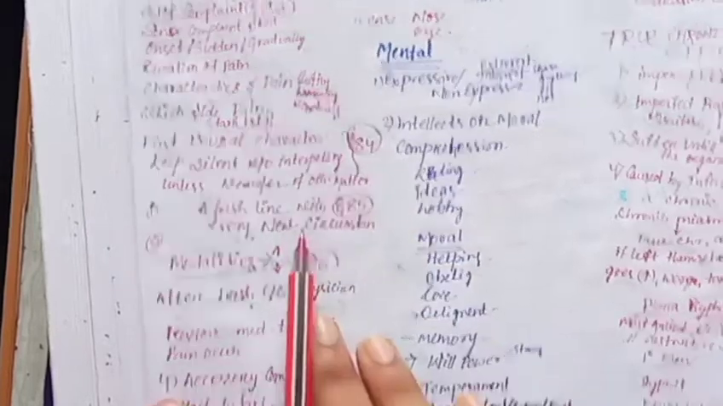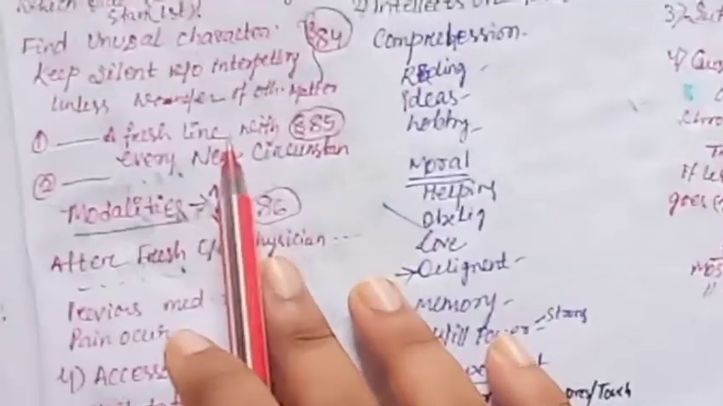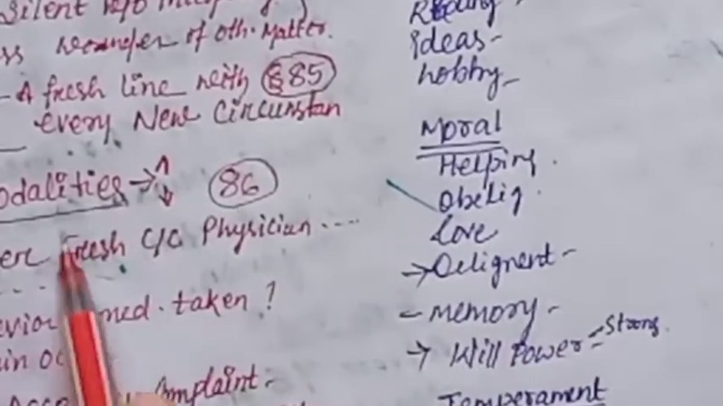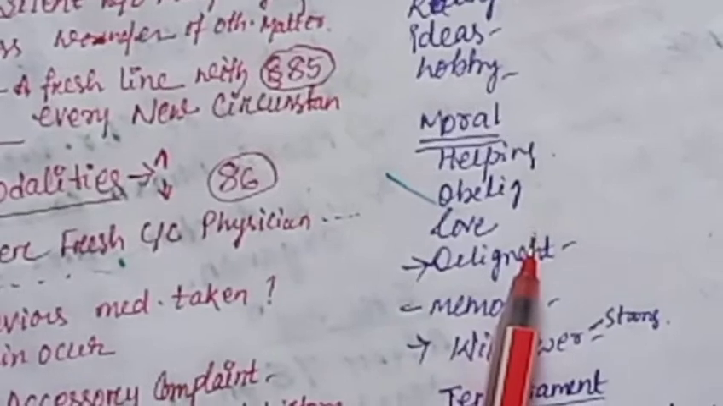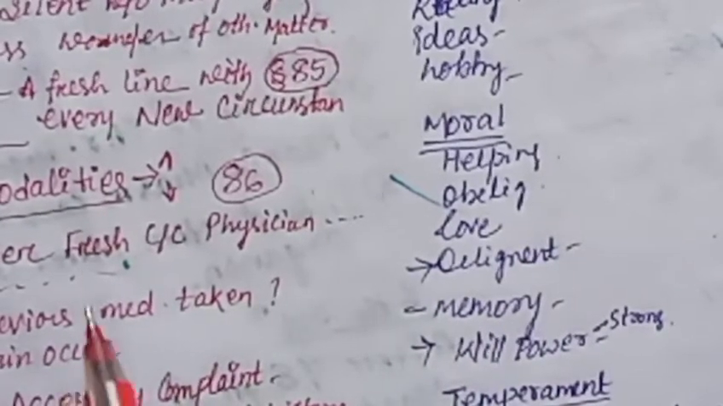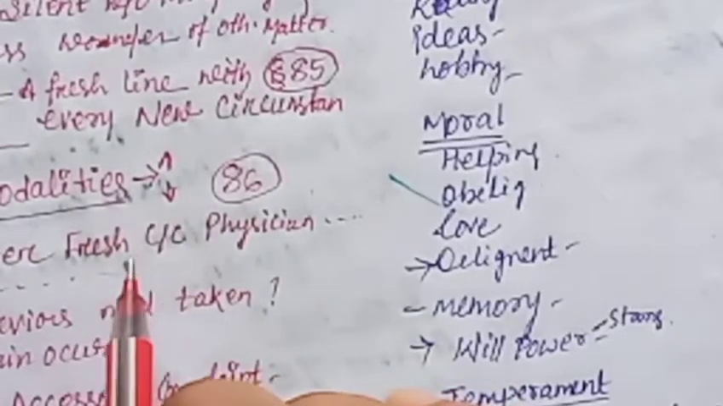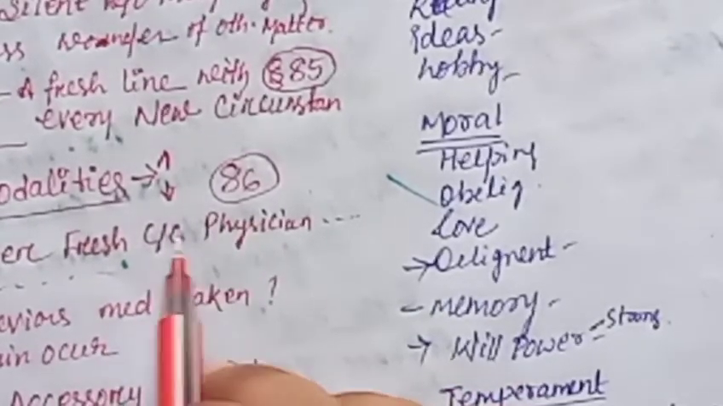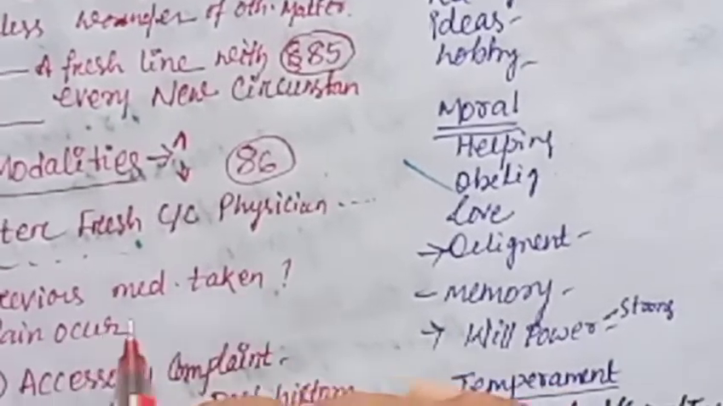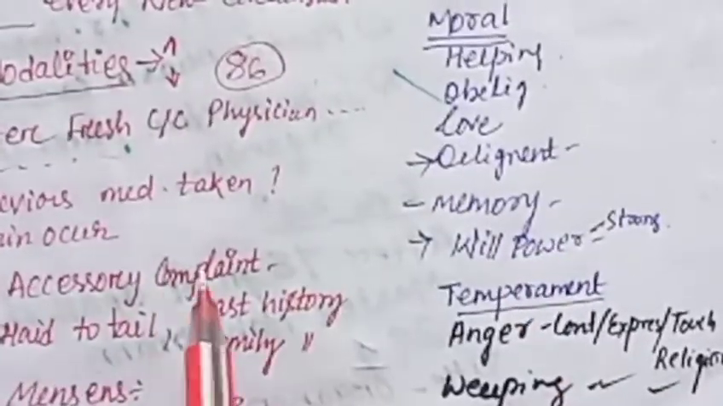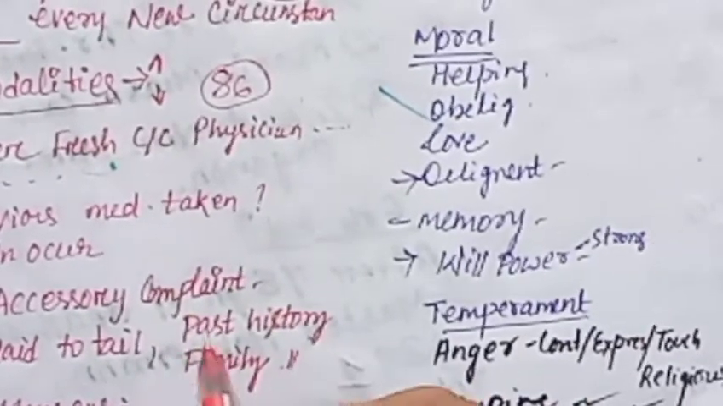In 84 the appointment is written, then a phrase line within every new circumstance if you explain. Then modalities. In 86 it is written about the modalities. The physician should write the chief complaint first, then give a space, then previous medicine if taken, then write the accessory complaints from head to tail. Past history and family history should all be asked.